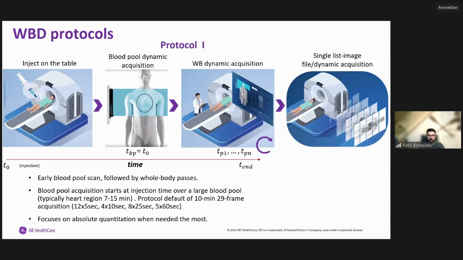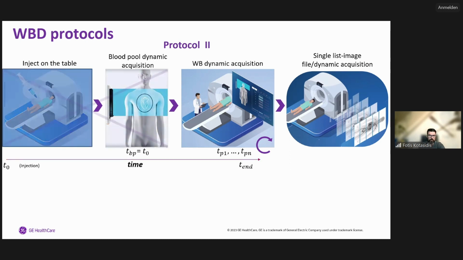Like I mentioned before, the original work from Nicolas Karakatsanis involved two different protocols. In the first protocol, which we have also implemented on our system, you inject the patient on the scanner. Our default protocol is 10 minutes for this single bed dynamic acquisition over a large blood pool. It could be the heart, the descending aorta, or any region in the body effectively. And then you follow up with a number of dynamic passes.